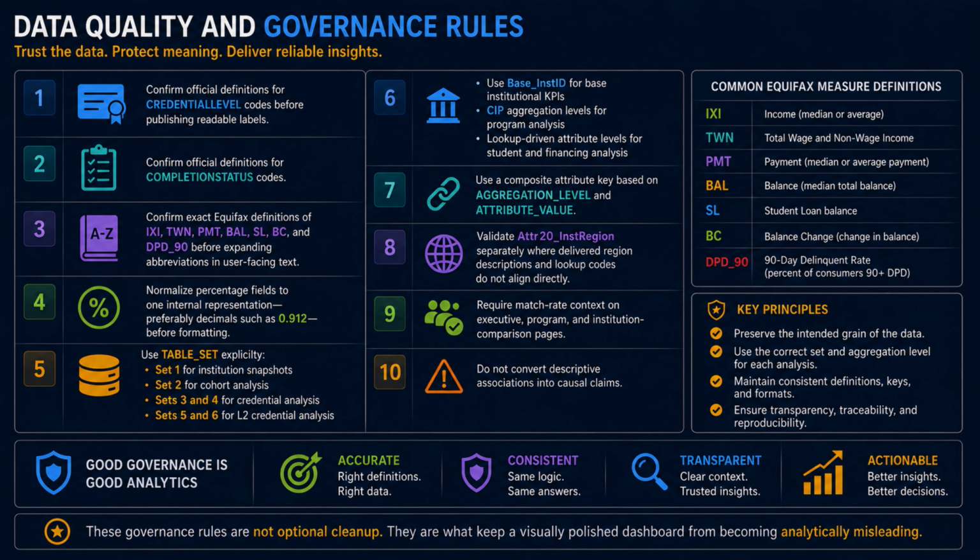Use table set explicitly. Set 1 for institution snapshots, Set 2 for cohort analysis, Sets 3 and 4 for credential analysis, and Sets 5 and 6 for L2 credential analysis. Use base inst ID for base institutional KPIs, CIP aggregation levels for program analysis, lookup-driven attribute levels for student and financing analysis. Use a composite attribute key based on aggregation level and attribute value. Validate attr20 inst region separately, where delivered region descriptions and lookup codes do not align directly.